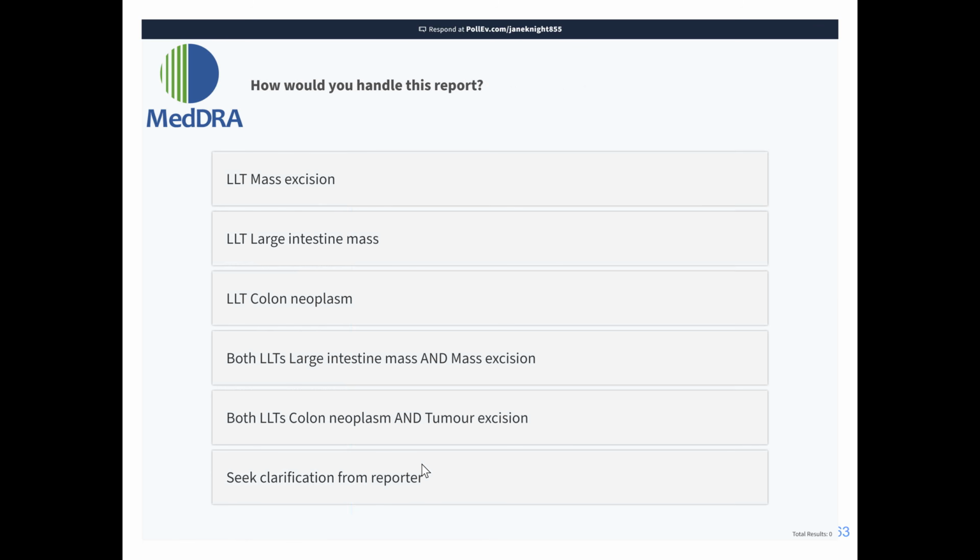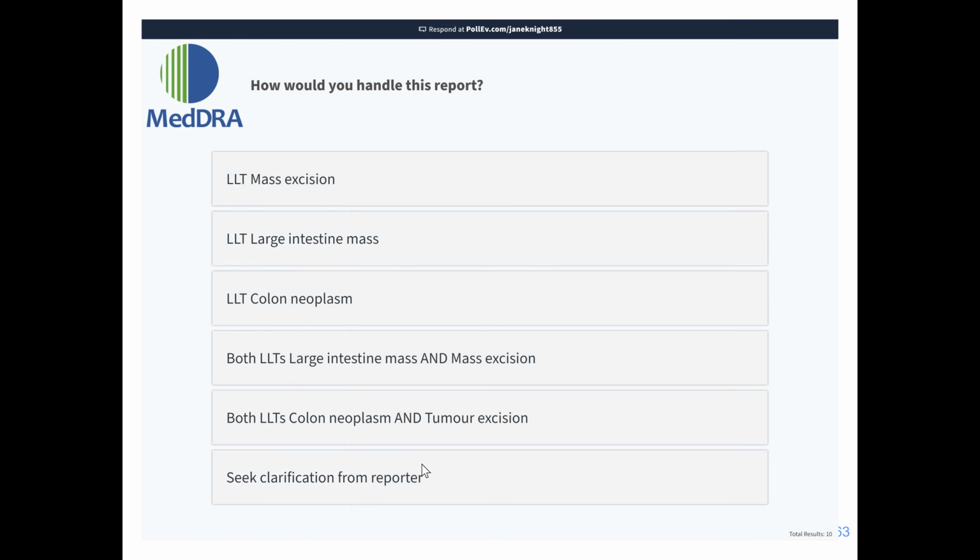Again, we found some terms for you to look at. What do you think about these? Mass excision, large intestine mass, colon neoplasm, large intestine mass and mass excision selected in combination, colon neoplasm selected in combination with tumor excision, or would you seek clarification from the reporter? And if you've forgotten what the report was, Caroline's put it in the chat for us, as we do with all of these examples. So what do you think here?